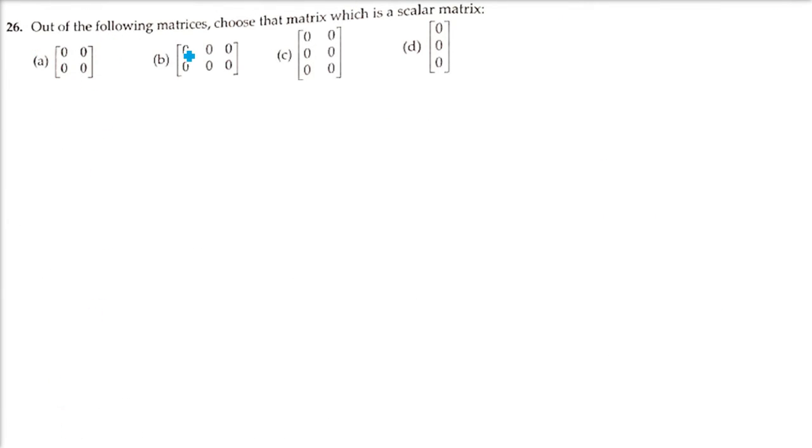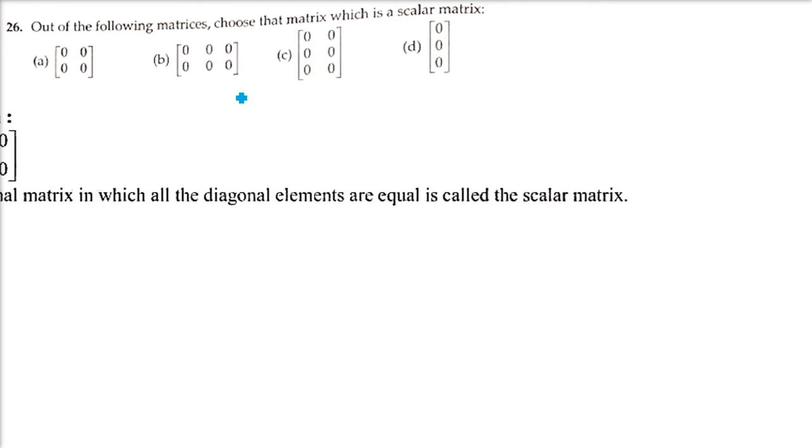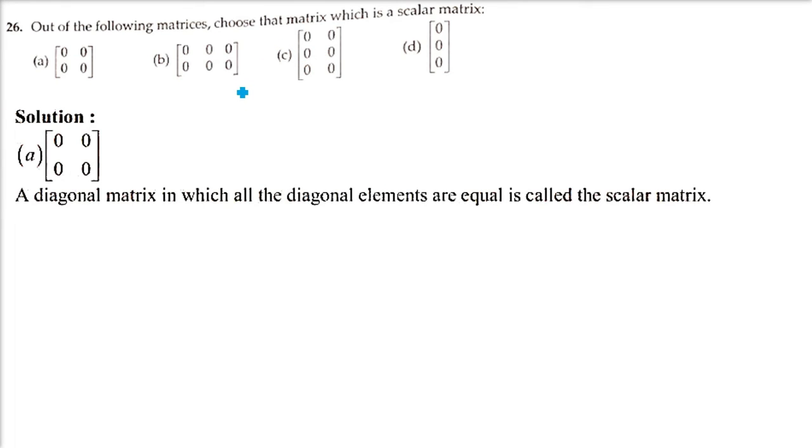Out of the following matrices, choose the matrix which is a scalar matrix. Now, a scalar matrix has to be a square matrix. It cannot be m by n, it has to be n by n. These three are not it because they are not square matrices. But the first one, A, is a square matrix, and a diagonal matrix in which all the diagonal elements are equal is called a scalar matrix. So here 0, 0, if you take the diagonal of the first one, the elements are equal.